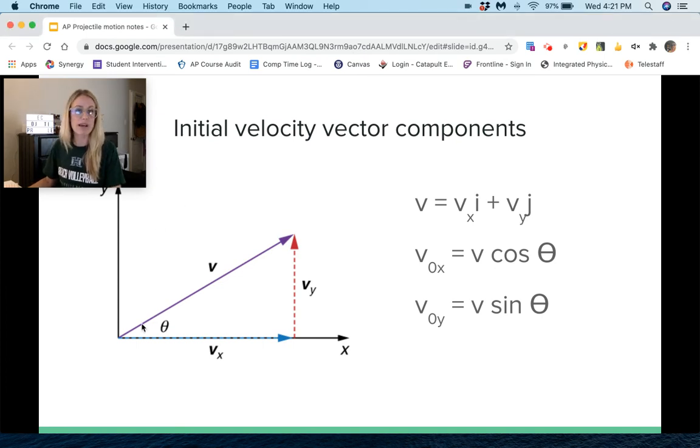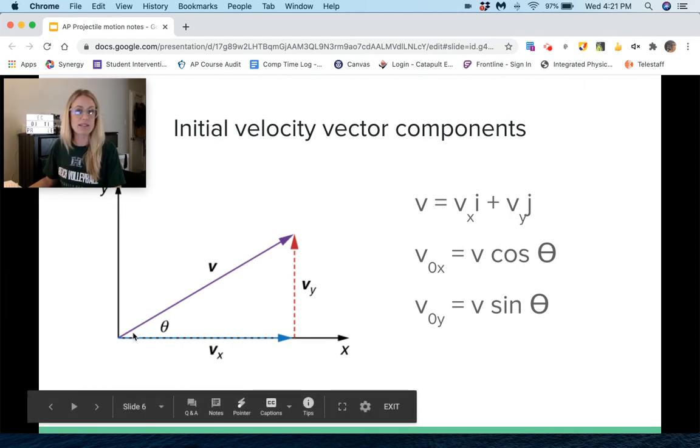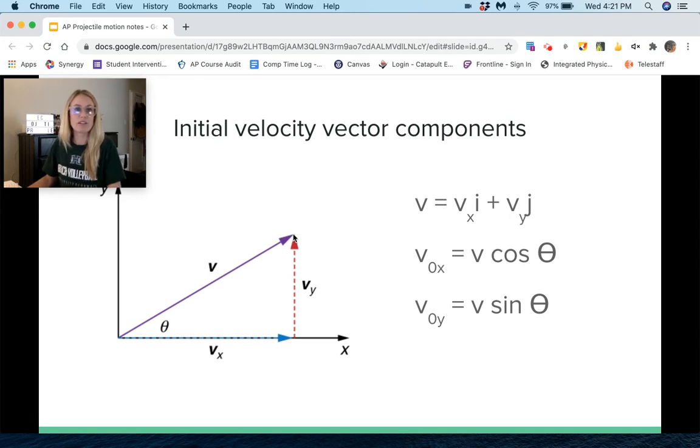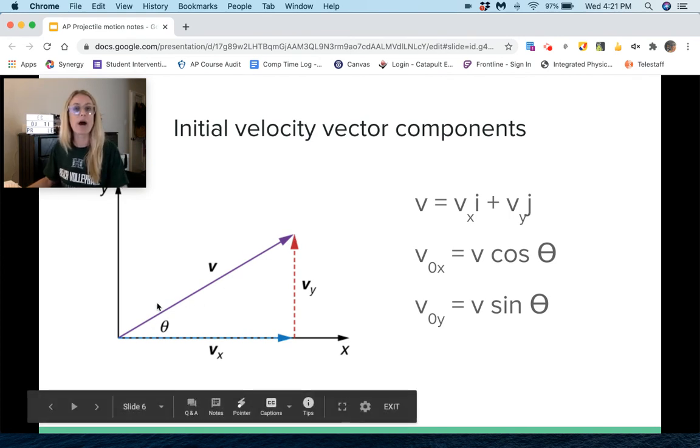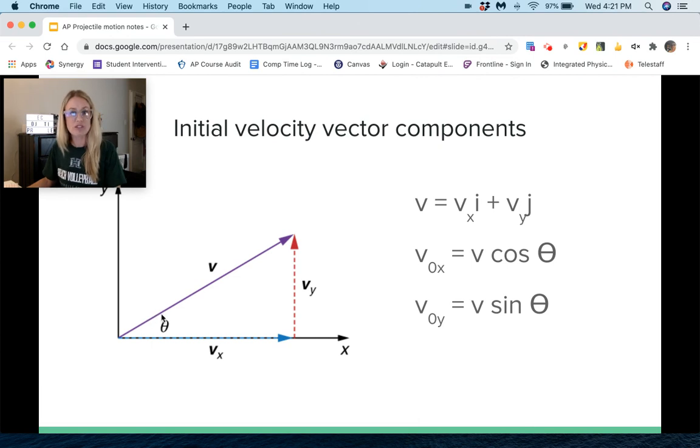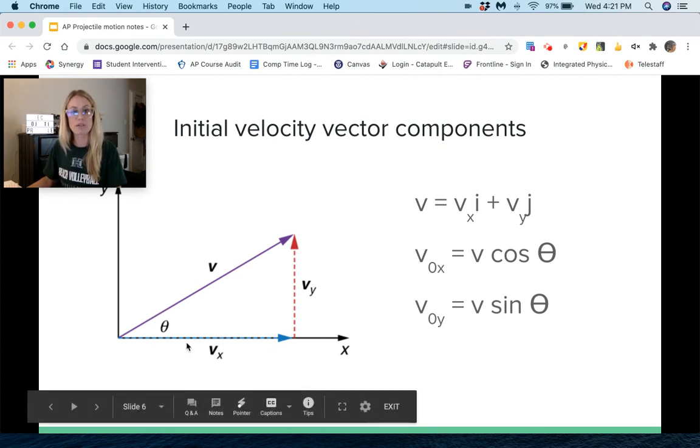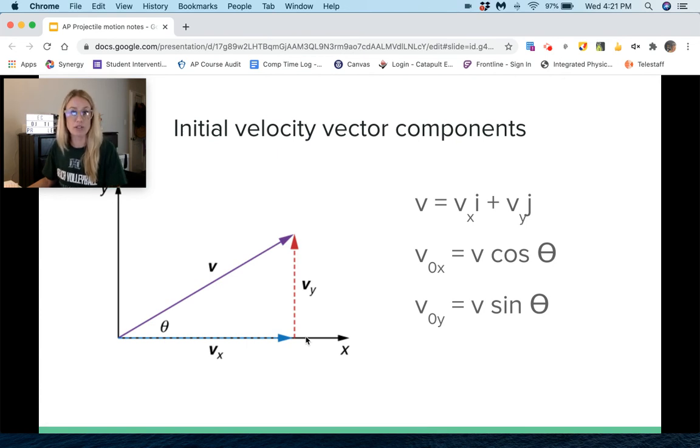So what I mean by that is if we get velocity being launched at an angle, so say, a cannonball is shot out of a cannon at an angle of 20 degrees and a velocity of 100 meters per second, they're giving you the hypotenuse of this velocity and the angle. So what we need to do in order to split up the horizontal motion and the vertical motion is we need to use our trigonometry in order to do that.